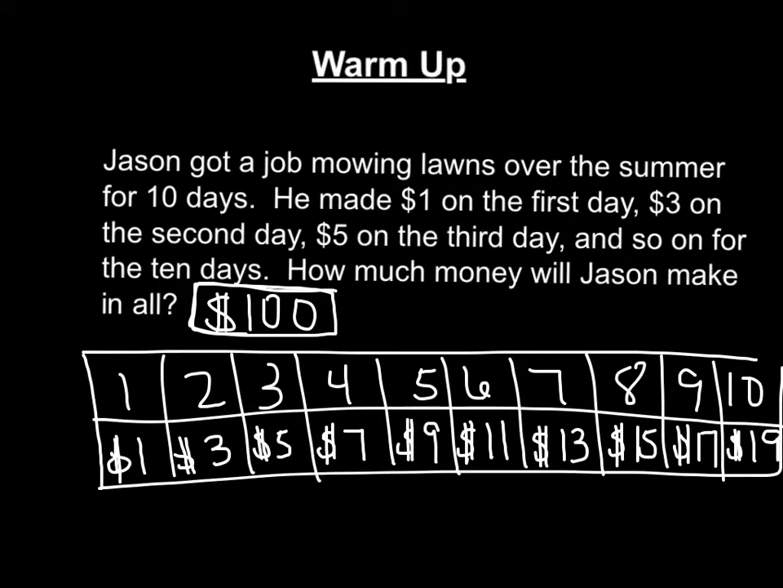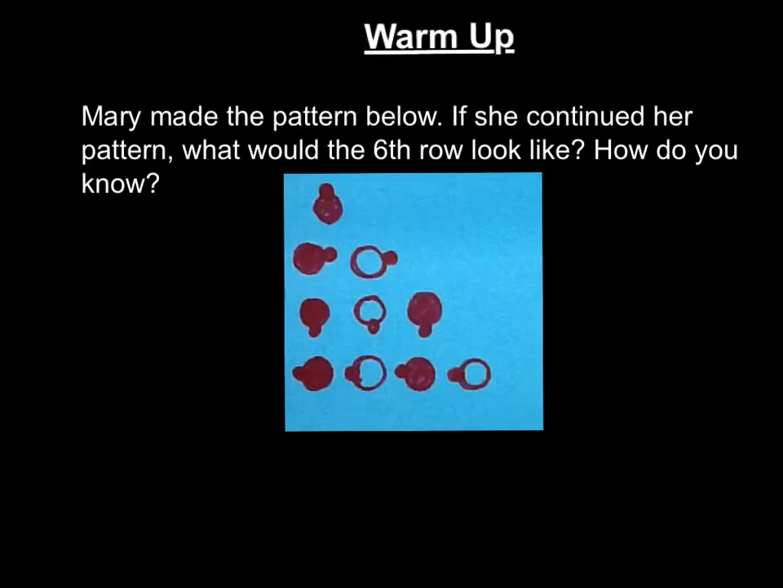Let's get started with our second warm-up question. It says, Mary made the pattern below. If she continued her pattern, what would the sixth row look like? How do you know? Again, you can draw this out on your whiteboard and talk it out with your partner.